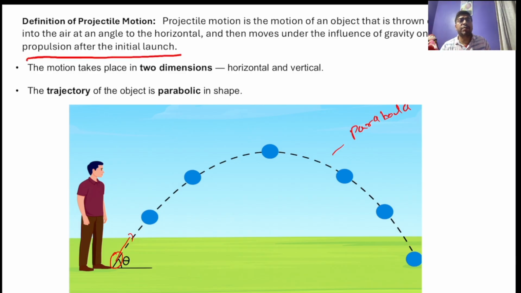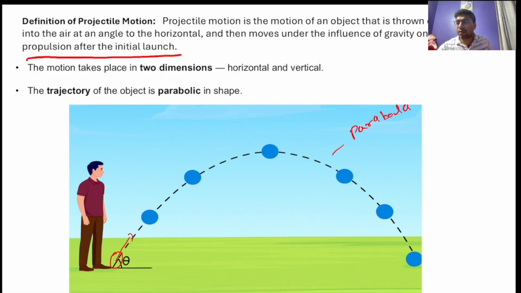Propulsion means what? A thrust force, like whenever we are launching a rocket, how is the rocket moving far? The gas that comes out from the backside of the rocket provides a propulsion to the rocket, and the rocket is moving with the help of propulsion force, right? So that we cannot consider as projectile motion.